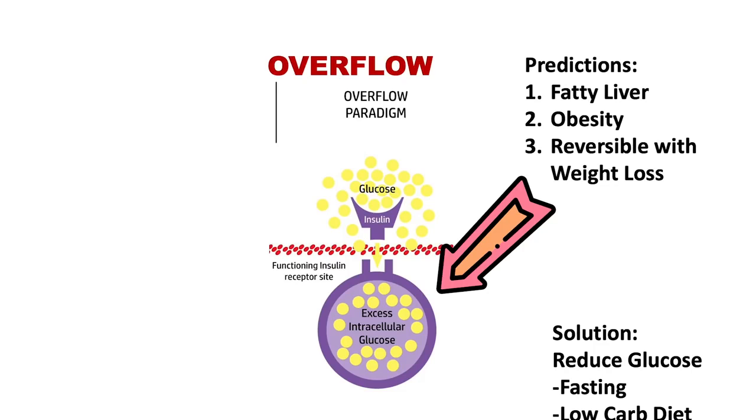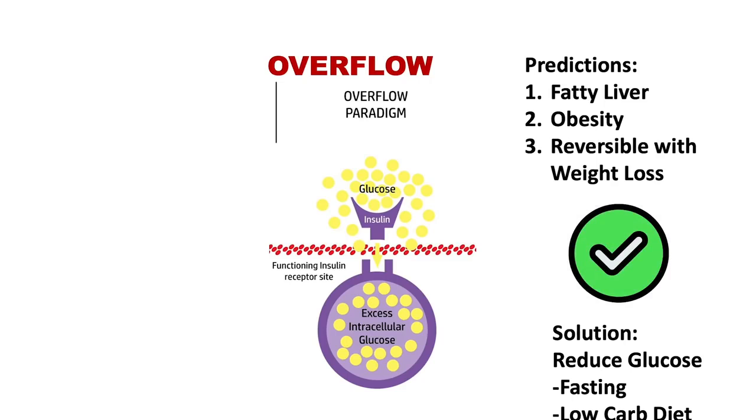Just like if you have a room, you have a door, you open the door, people go in. If too many people have gone through that door into that room, well, you simply can't put any more in, even if you open the door. And that's the overflow paradigm. The glucose does have an open door to go in, but there's just too much glucose inside that cell already. As you get rid of some of the intracellular glucose, then it should get better. So you would expect that this would be reversible with weight loss. And that is precisely what we see.